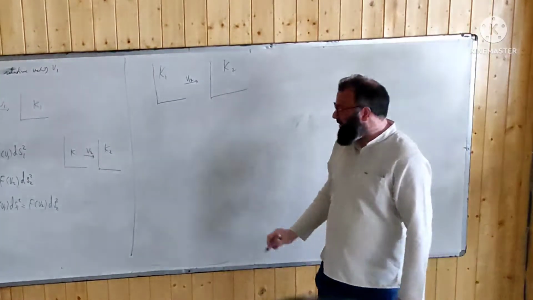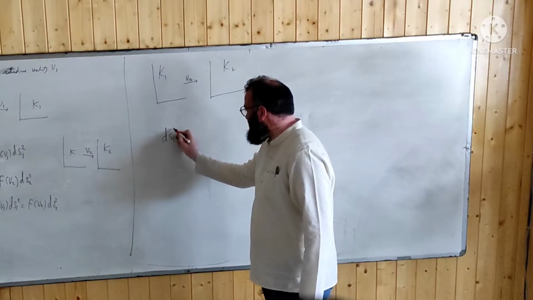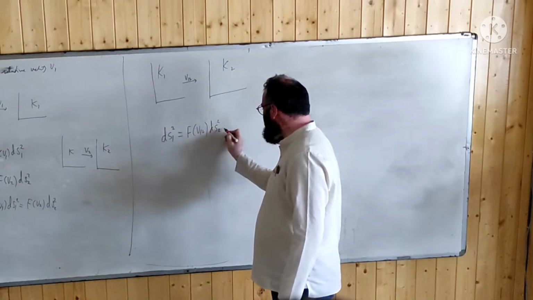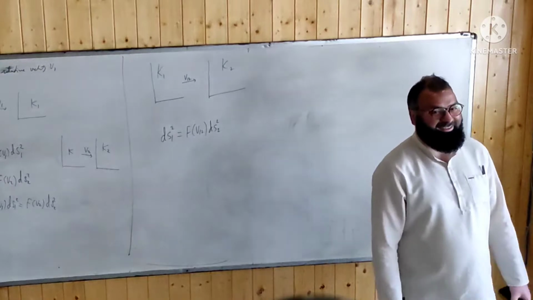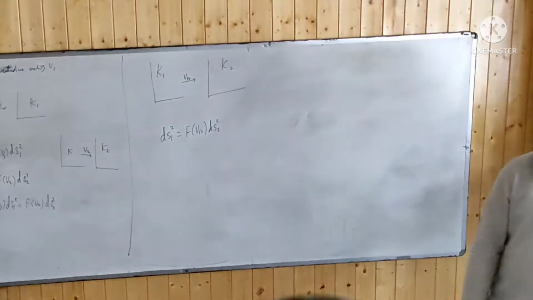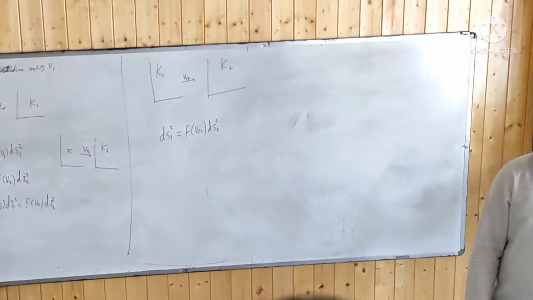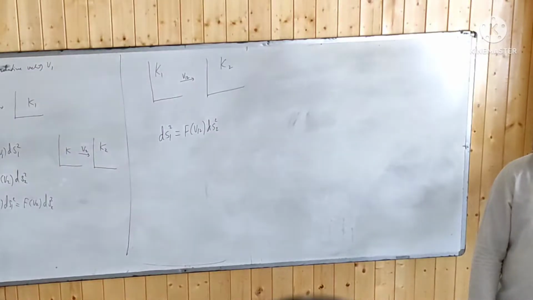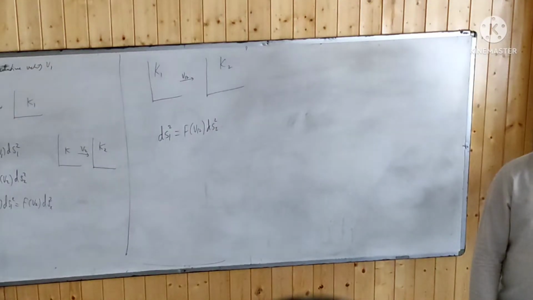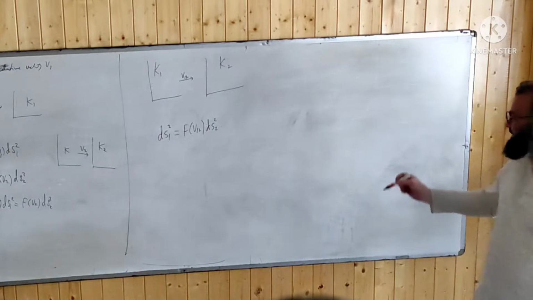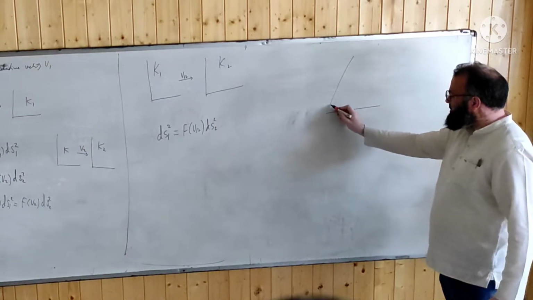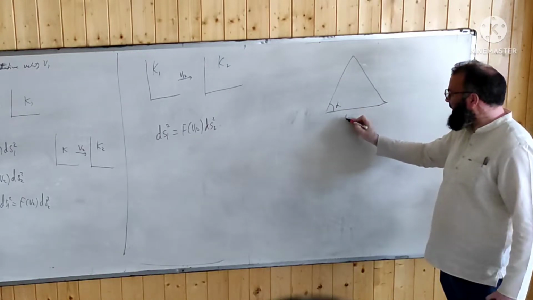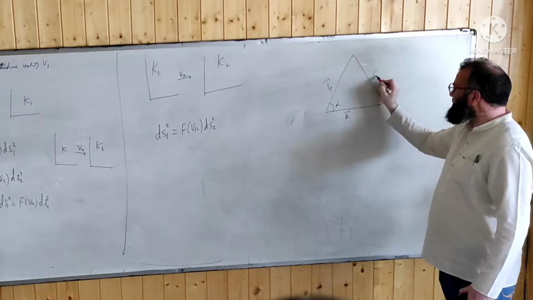Okay, so let's write them. I will have ds1 square as f of v12 ds2 square, where v12 is the magnitude of the velocity between k1 and k2. But even if I take the magnitude of this v12, it will still contain an angle. Now, if you have vectors a and b that subtend an angle alpha, you try to figure out the third vector.